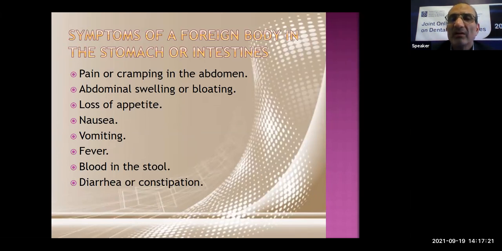Symptoms of a foreign body in the stomach or intestine show themselves as pain or cramping in the abdomen, abdominal swelling or bloating, loss of appetite, nausea, vomiting, fever, and blood in stool. And both diarrhea or constipation may be seen.